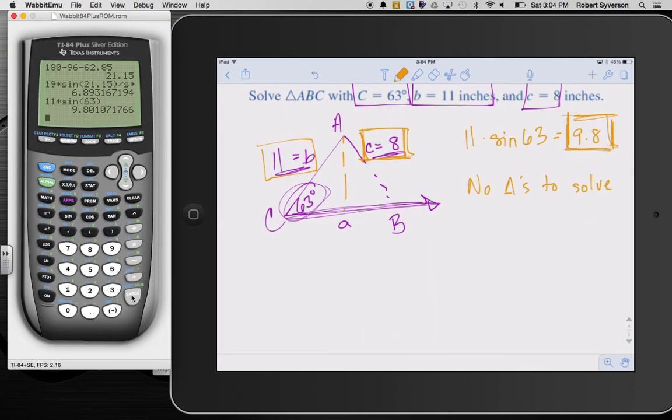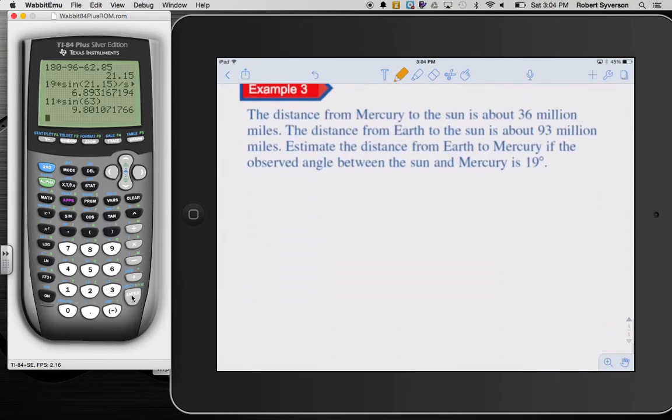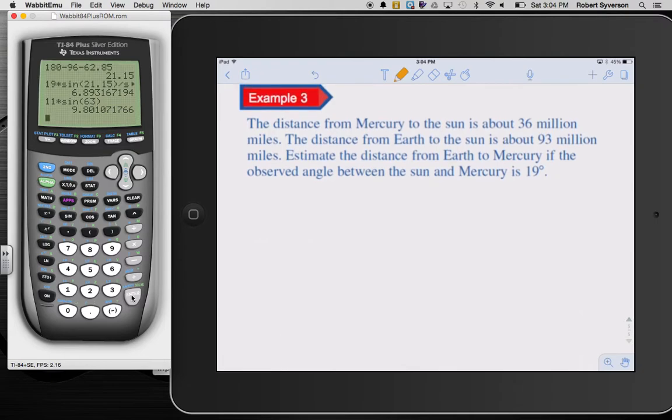Okay, cool. So let's go ahead and look at another one while we're at it. This is one of my favorite word problems. It's a cool astronomy type of thing. It says the distance from Mercury to the Sun is about 36 million miles. The distance from Earth to the Sun is about 93 million miles. Estimate the distance from Earth to Mercury if the observed angle between the Sun and Mercury is 19 degrees.